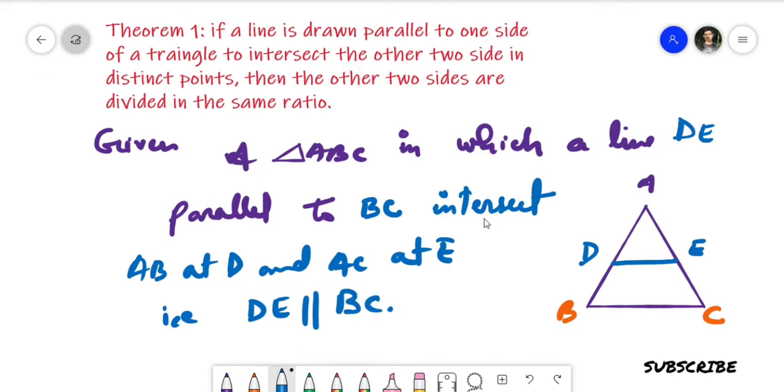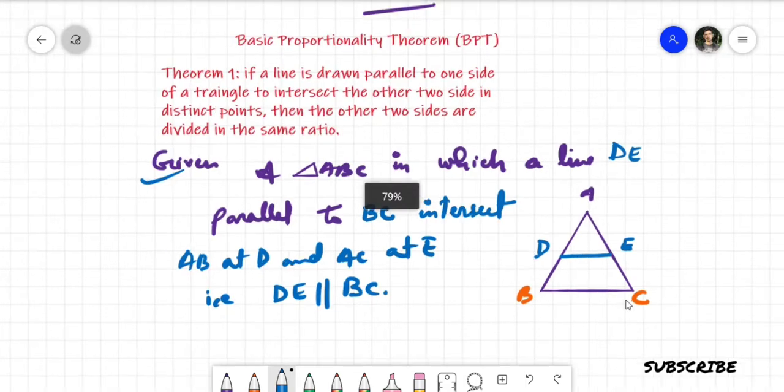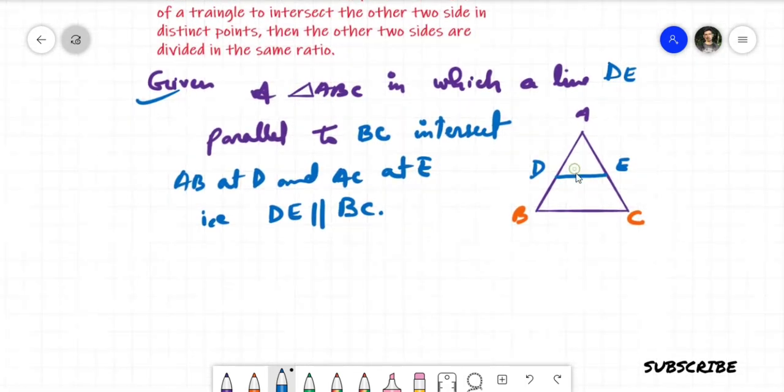I hope you understood this one. I have not written anything tough. You see, whatever is written in the theorem, I'm just writing that, given. So a triangle ABC in which the line DE. We have just drawn that one. So if you understood this, we can go ahead.